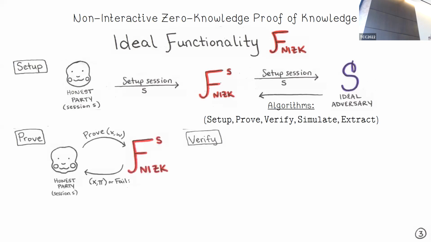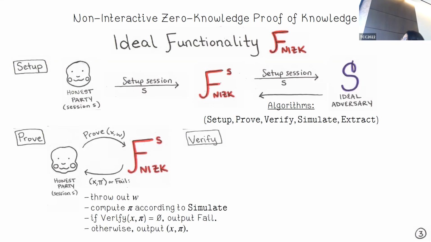So in the prove phase, the honest party induced by the adversarial environment to prove a statement X with a witness W passes this to the ideal functionality, who either produces a proof or outputs fail, computed as follows. First, the ideal functionality throws out the witness and computes the proof according to the simulate algorithm. If the verification of this proof fails, then the ideal functionality outputs fail. Otherwise, it outputs the proof.